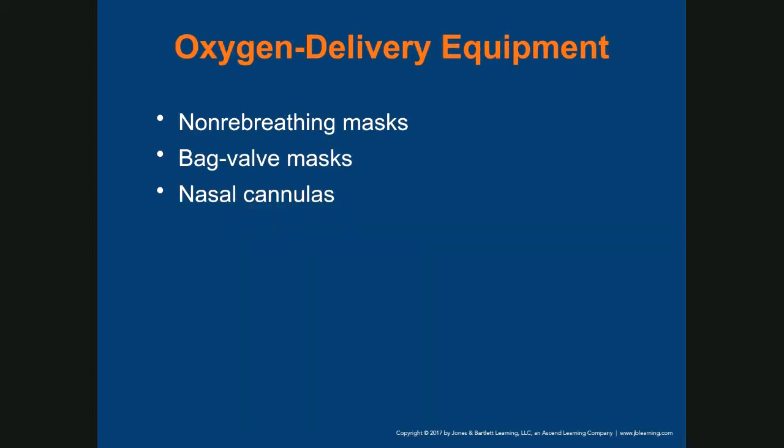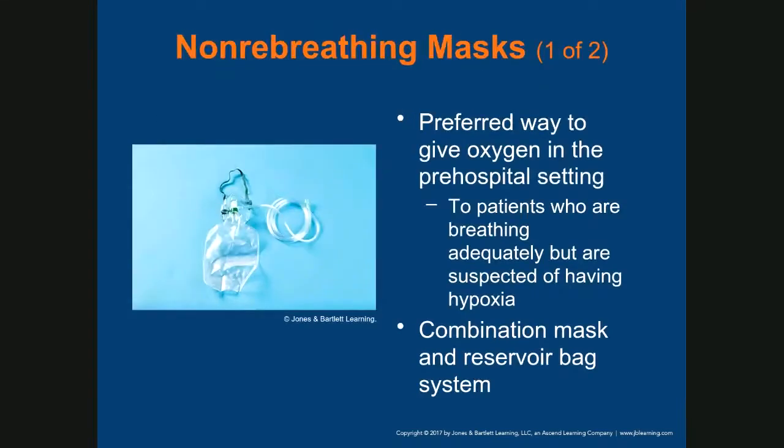Now, oxygen delivery equipment. In EMS, we use the non-rebreathing mask, bag valve mask, and nasal cannula. The non-rebreathing mask and the bag valve mask are high flow devices. Nasal cannula would be a low flow supplemental oxygen device. The non-rebreather is the preferred way to give oxygen in the pre-hospital setting to patients who are breathing adequately but are suspected of having hypoxia.